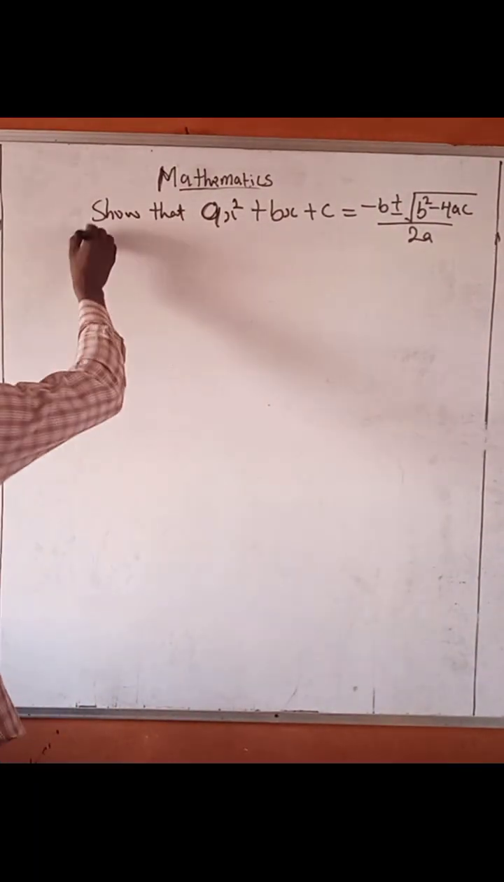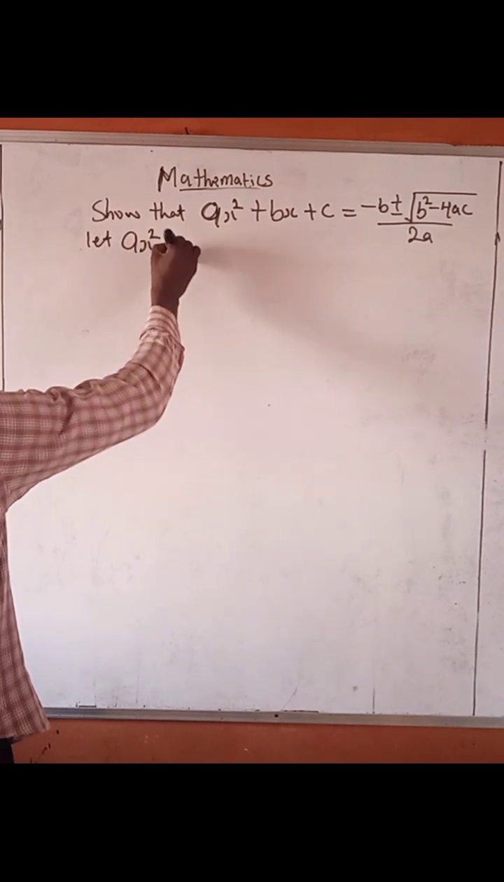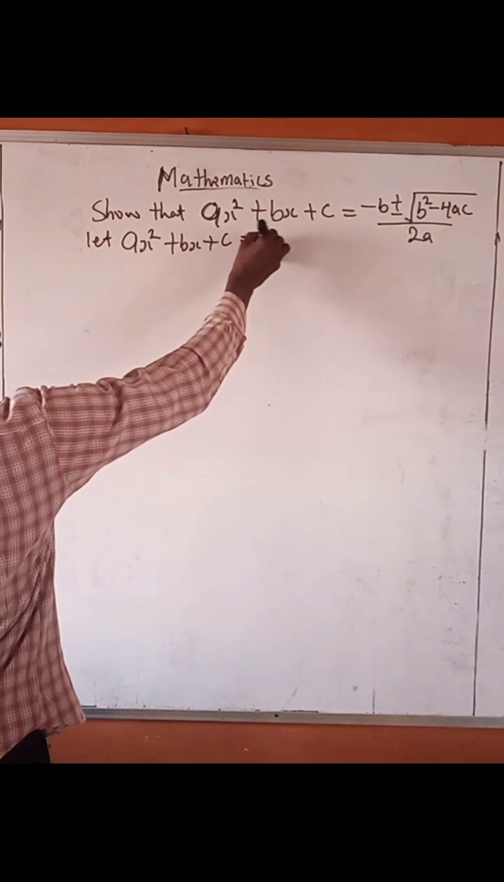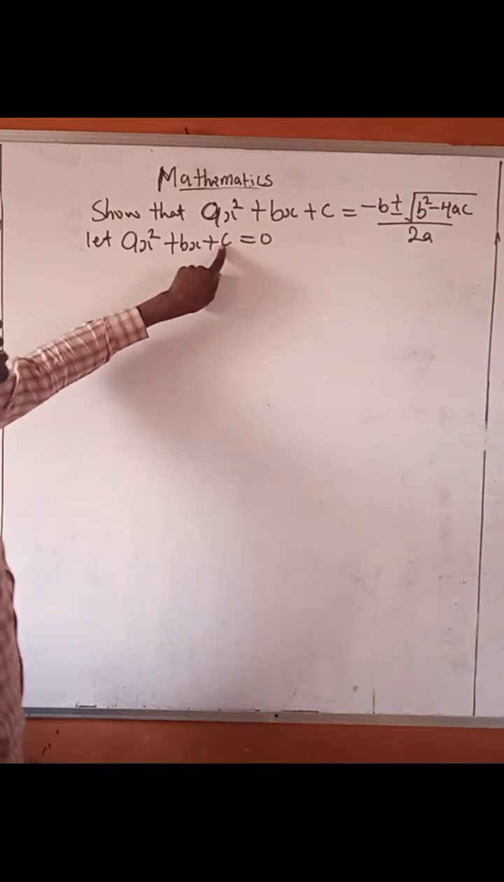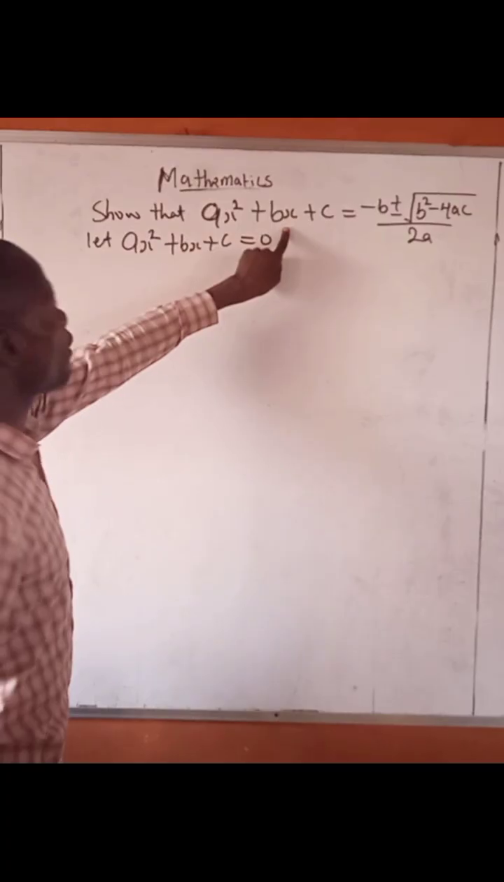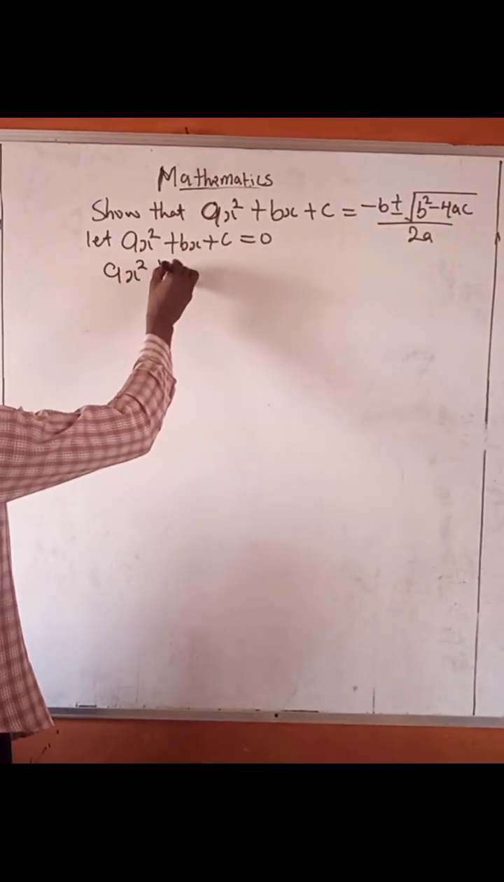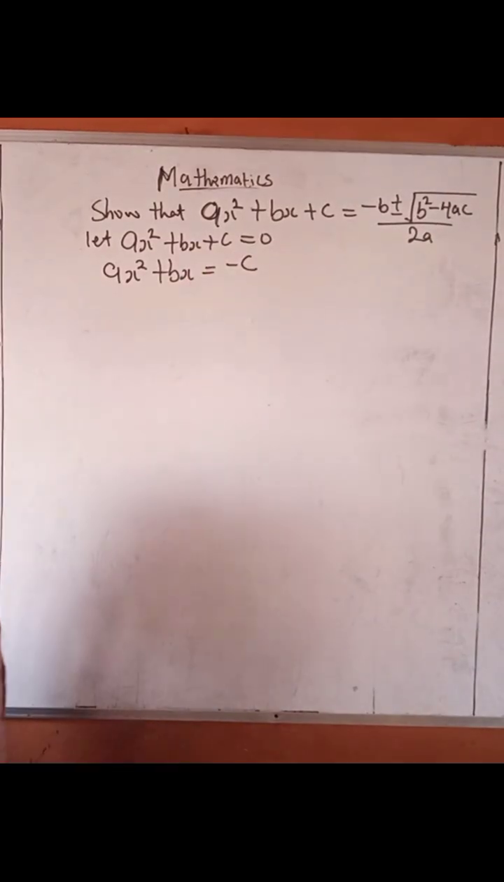Now let ax squared plus bx plus c be equal to 0. Now, having done that, move this c to the other side. So we have ax squared plus bx equal to minus c.